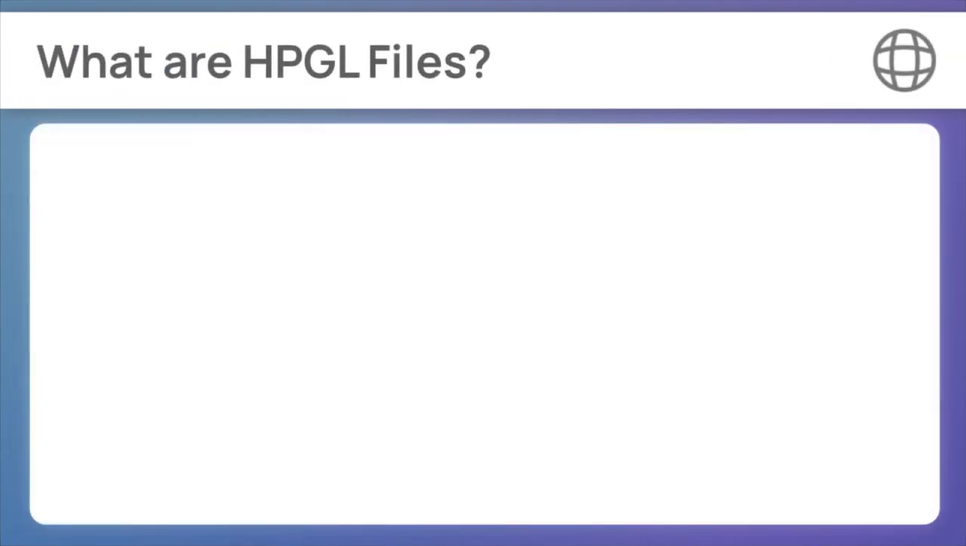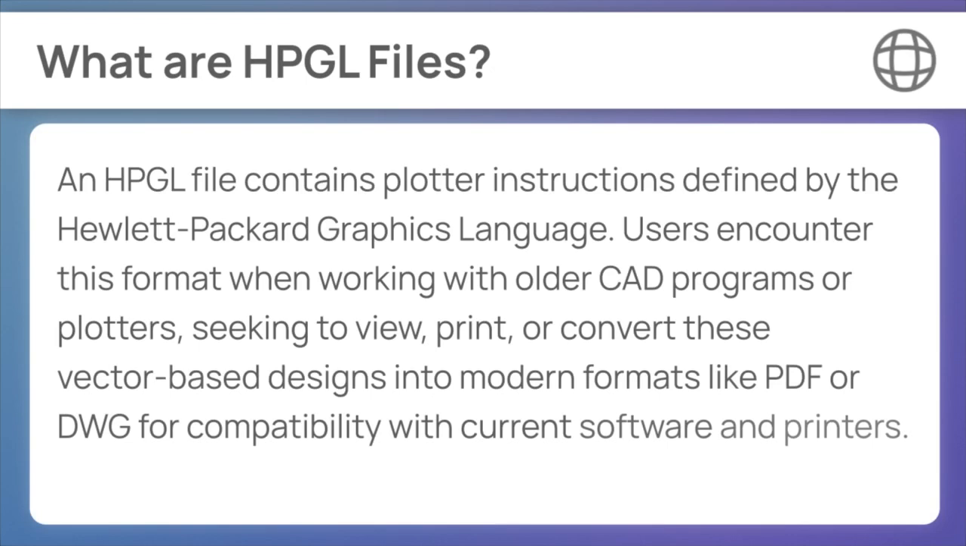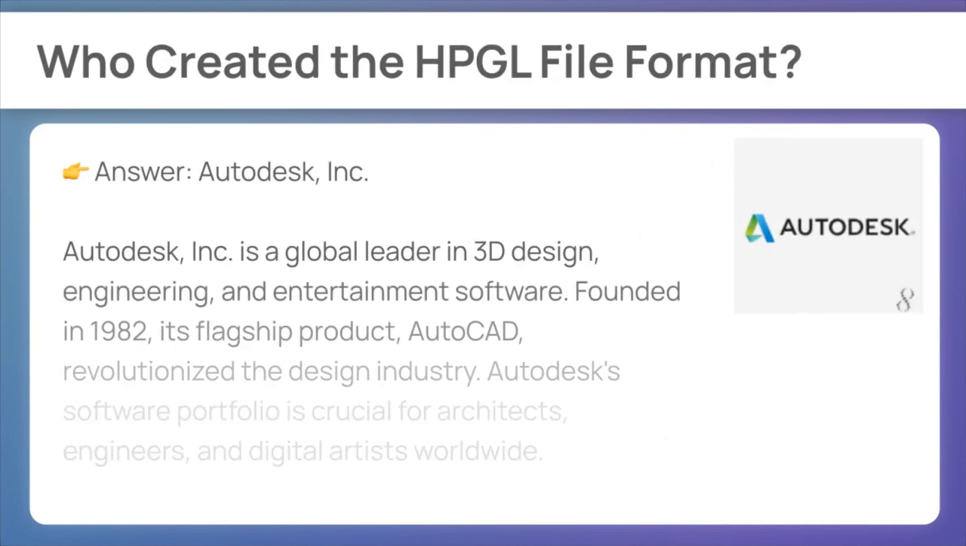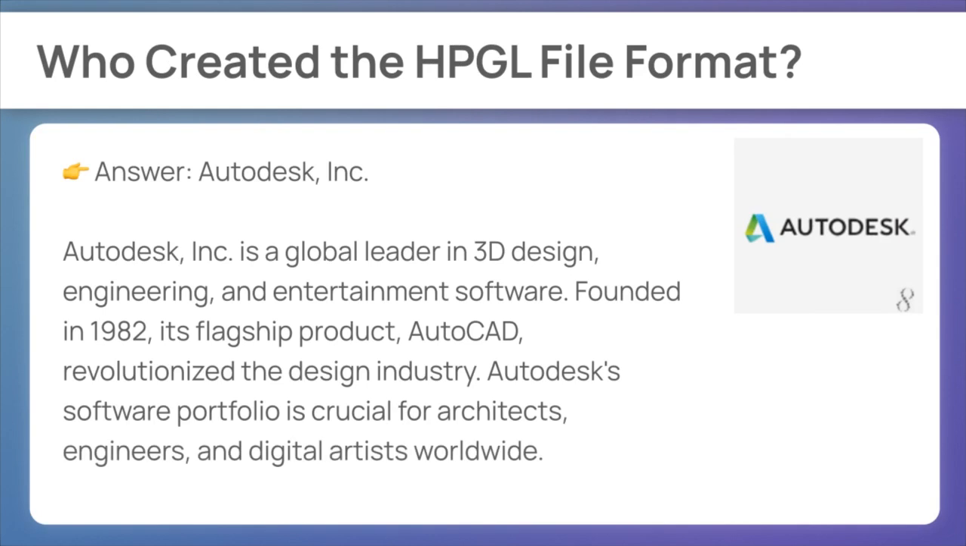An HPGL file contains plotter instructions defined by the Hewlett-Packard Graphics Language. Users encounter this format when working with older CAD programs or plotters, seeking to view, print, or convert these vector-based designs into modern formats, like PDF or DWG for compatibility with current software and printers.